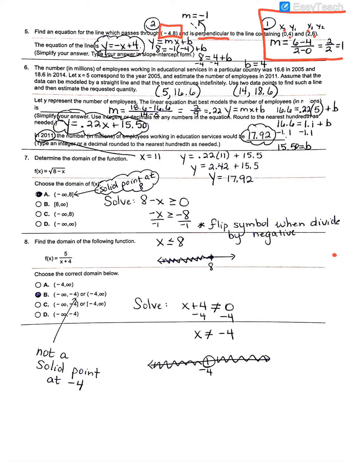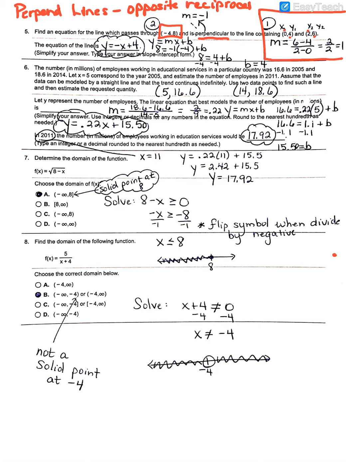Now, we are looking for a line perpendicular to that. So you have to remember that perpendicular lines have opposite reciprocal slopes. So the opposite of positive 1 would be negative 1, and the reciprocal of 1 is still 1. So that's the only number that when you flip it over, it's still itself.